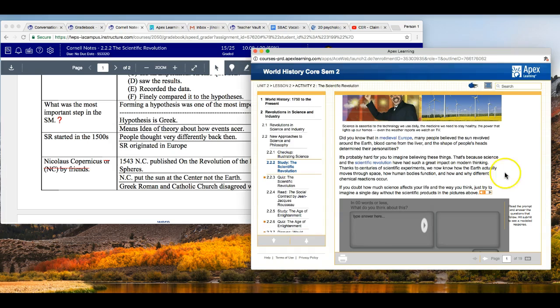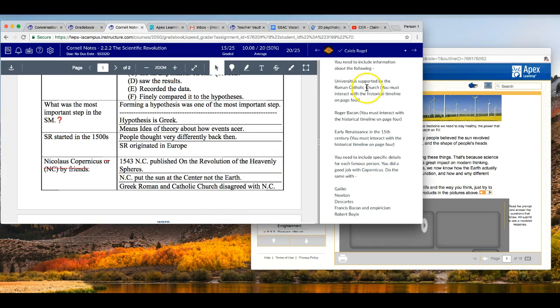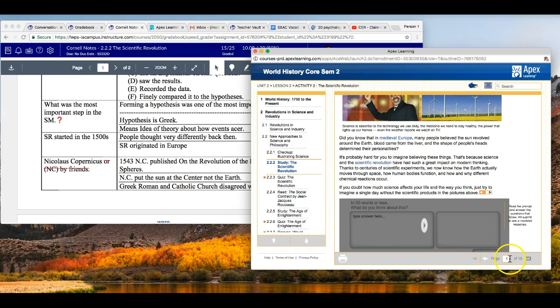Okay, so what I've done is to pull up Apex and the section on 2.2.2, the scientific revolution, and I'm going to go back to the feedback here in just a moment. There are a few pieces of info that you still want to include in this set of Cornell notes if you want to increase your score. For example, this first one is about universities supported by the Roman Catholic Church, and I gave you a hint in parentheses. You must interact with the historical timeline on page 4. So I'm just going to fast forward to page 4.